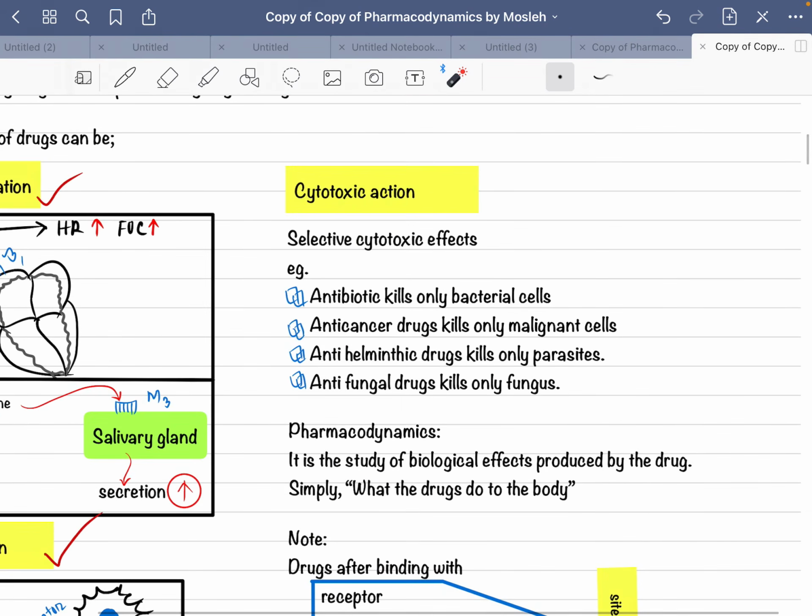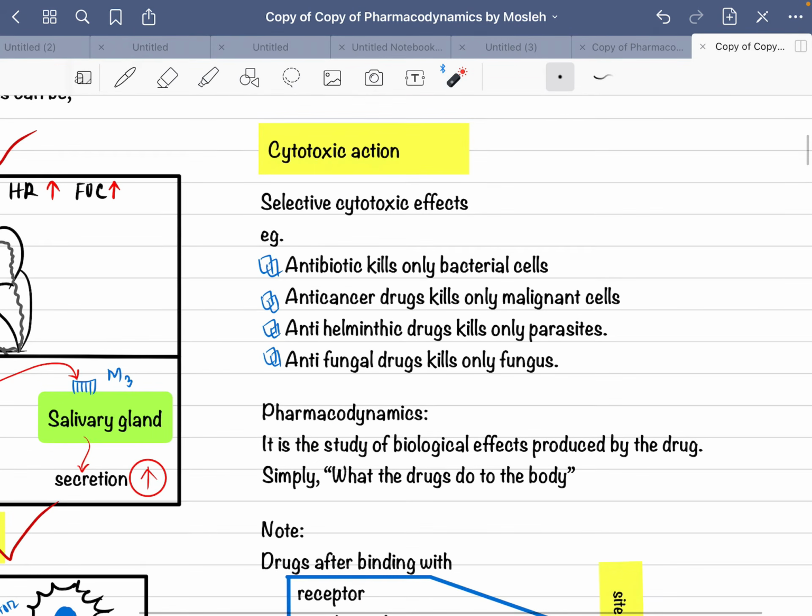Now look at the last one, that means cytotoxic effect. So some drugs, most commonly antibiotics, will kill the bacteria only. So this is called the selectivity of drugs. So this is called the cytotoxic effect of drug. Or anti-cancer drugs such as methotrexate, it will kill the malignant cell.